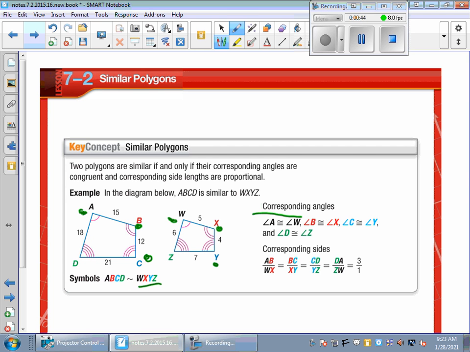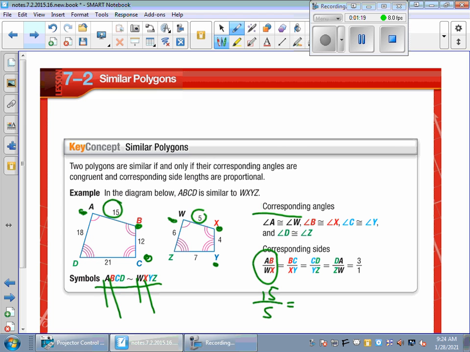And then these symbols right here you also look at, and you notice the first letter is A matches up with W. B matches up with X. And so you can also look at it that way and set them up that way. Also, once you see that those angles are the same, now we can set up the side lengths in a proportional statement. So AB is 15. If you start with that, you put that one on top. WX is 5, so you put 15 over 5.